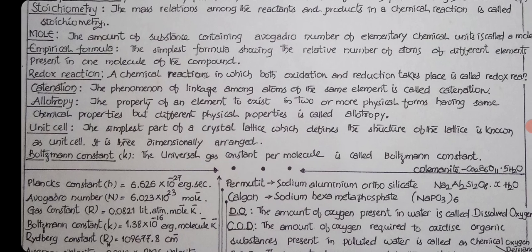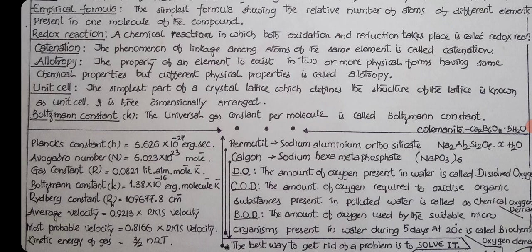Redox reaction: a chemical reaction in which both oxidation and reduction take place is called a redox reaction. Zn + Cu²⁺ gives Zn²⁺ + Cu. Catenation: the phenomenon of linkage among the atoms of the same element to form long chains and rings is called catenation. The most catenating element is carbon, which has the highest catenation capacity.